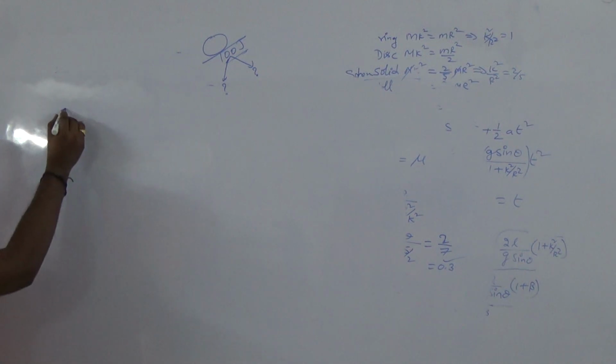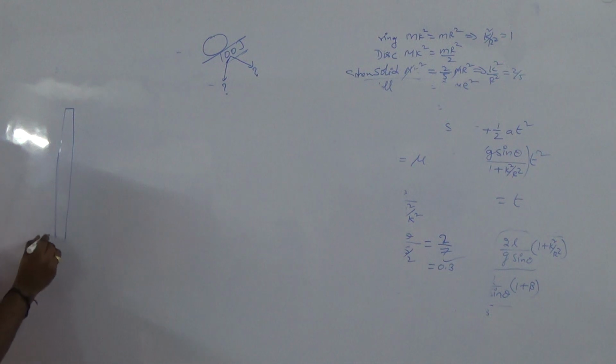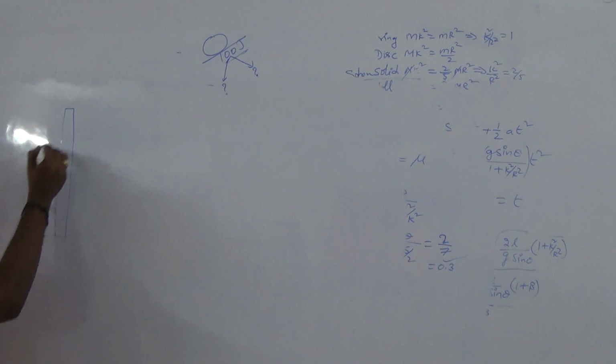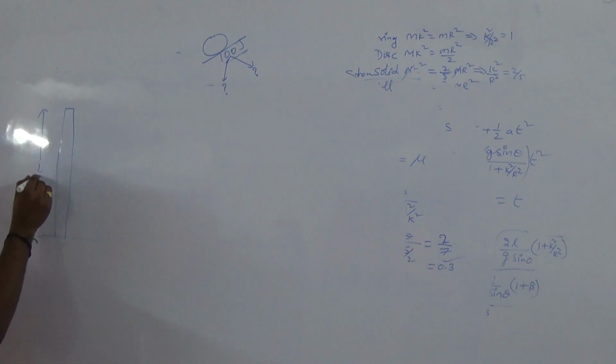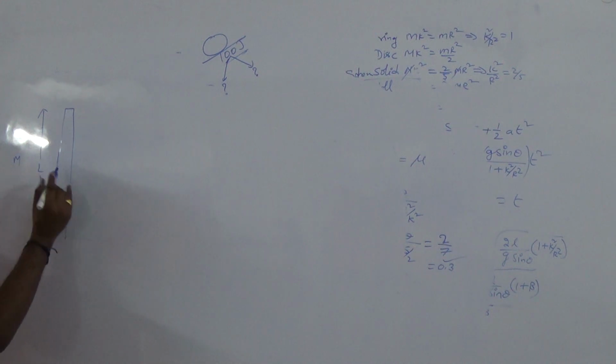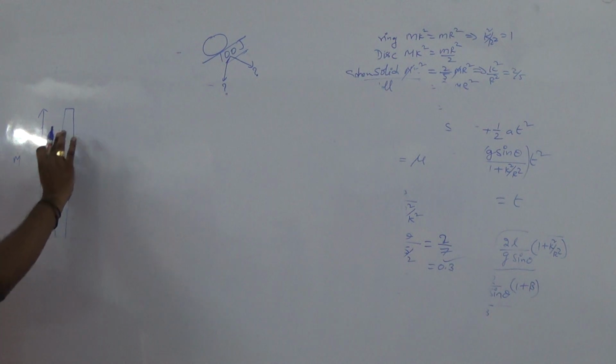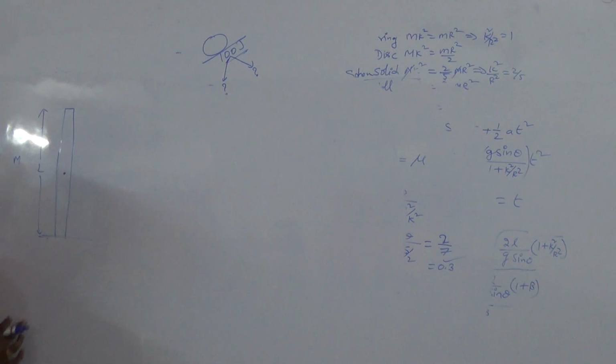Just a rod, mass m, length l. The center of mass of the rod. When it is like this, the energy is nothing but potential energy.